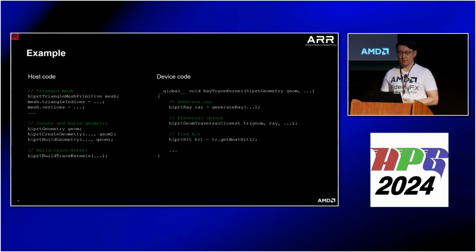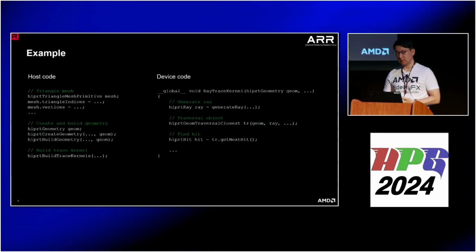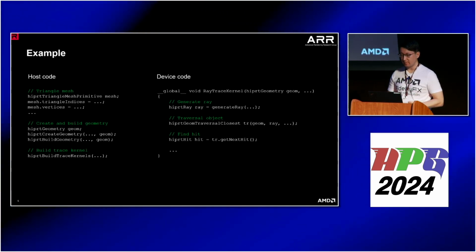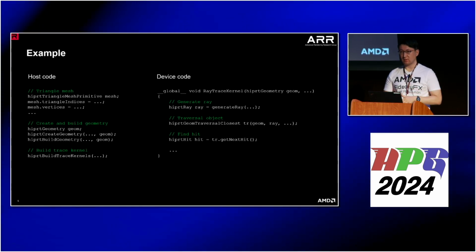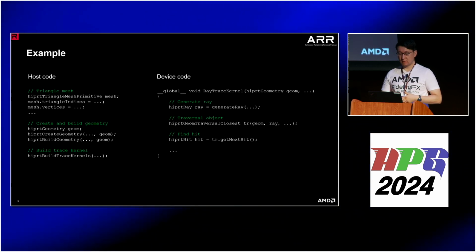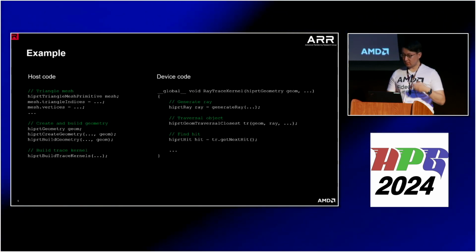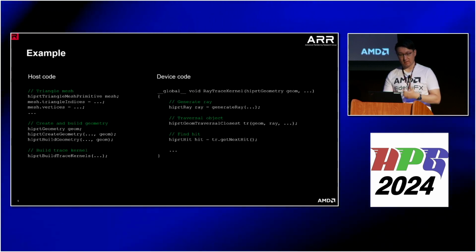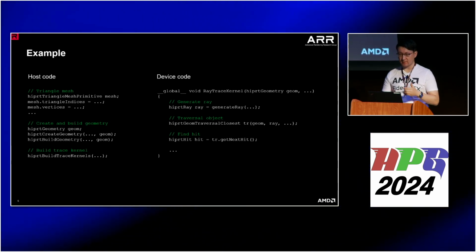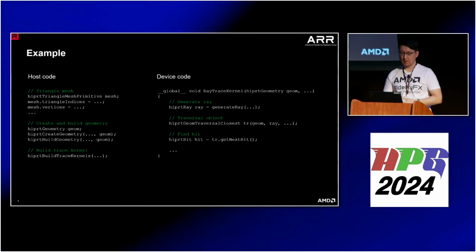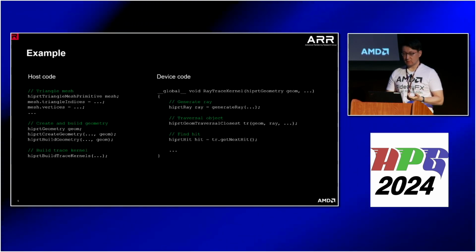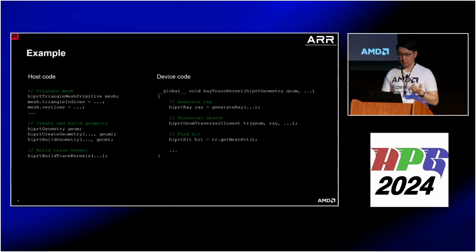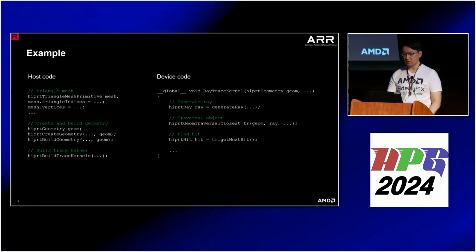On the right side is the corresponding trace kernel, which is nothing else than a standard HIP kernel with injected HIPRT functionality. So we first create a ray. This is on the application side. Then we create a HIPRT traversal object passing the geometry and the ray, and then we find the intersection. And again, how the result is used is on the application side.